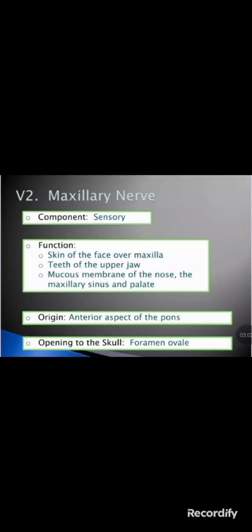Maxillary nerve is sensory. Its function is skin of the face over maxilla, teeth of upper jaw, mucous membrane of the nose, the maxillary sinus and palate. Origin is the anterior aspect of the pons. Opening to the skull is foramen ovale.